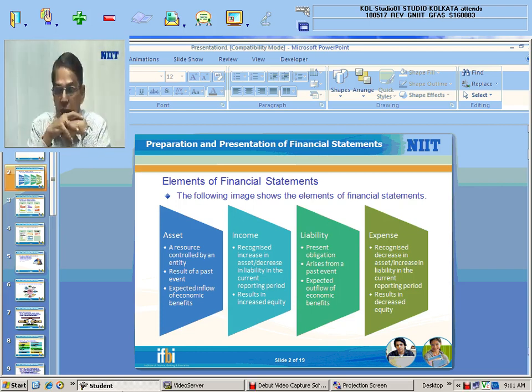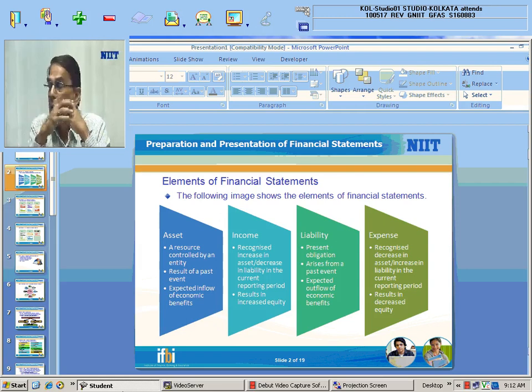Then another important financial statement element is income. How do we define income? It is a recognized increase in asset or decrease in liability in the current reporting period. Any recognized increase in asset or decrease in liability during the current reporting period is considered income, and the effect of income is that it results in increased equity. That is how we look at income. Income is something which increases the value of the asset or decreases the liability during the current reporting period, and it results in increased equity.